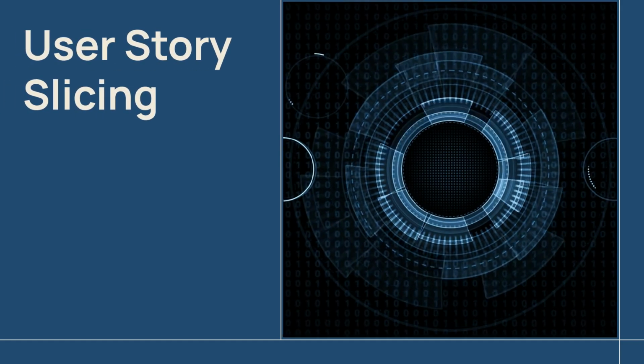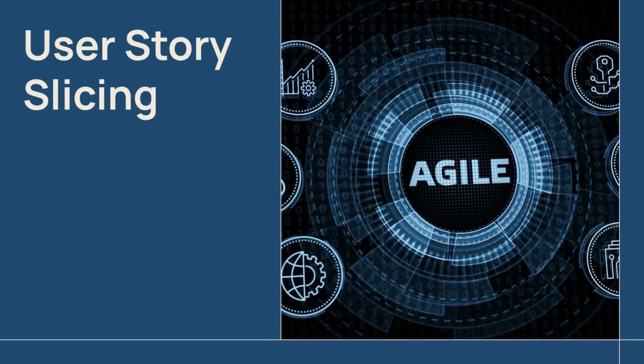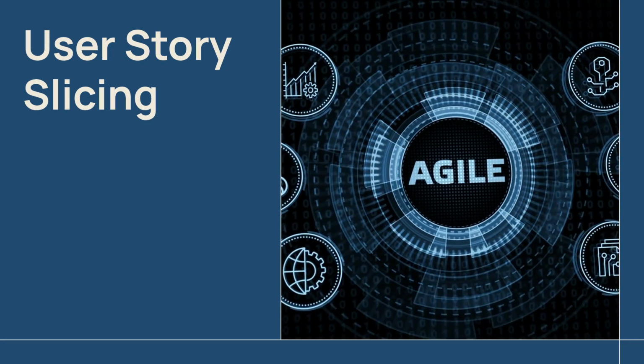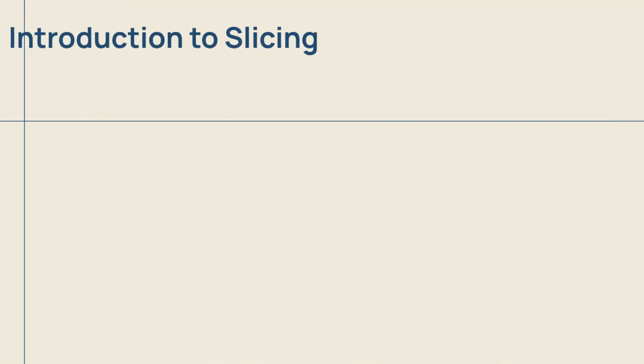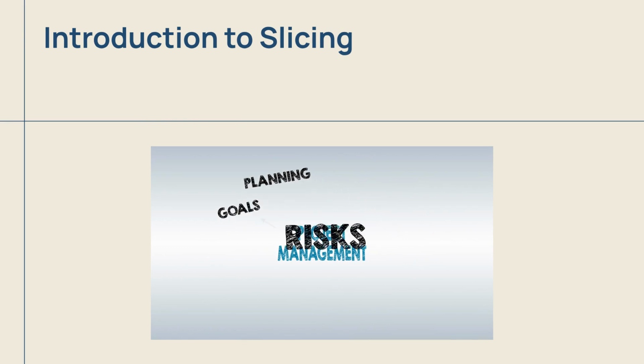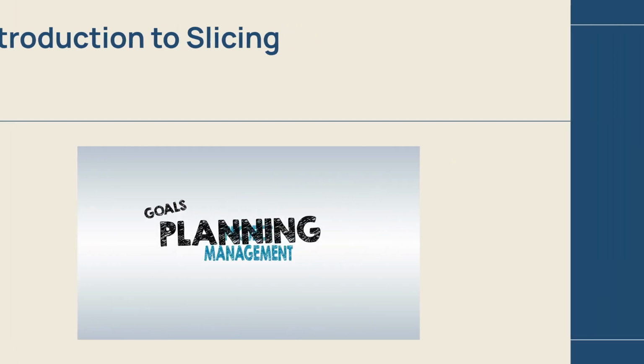Welcome to our deep dive into user story slicing, a crucial skill in effective Scrum project management. Today, we're focusing on the powerful frameworks of SPIDR and INVEST. User stories are the backbone of your product backlog, but often they start too large. Slicing them down is key to delivering value incrementally and managing sprint work effectively.